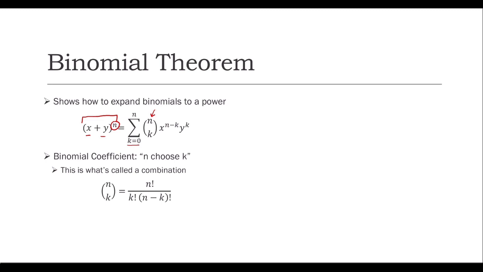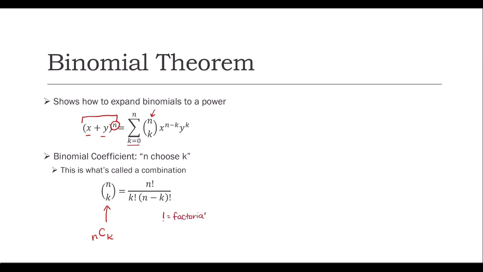choose k. So this is, down here it's this n choose k, which is a combination, which we'll learn about in the next video. But what that comes out to be is n factorial over k factorial times n minus k factorial. So this exclamation point, that's a factorial.